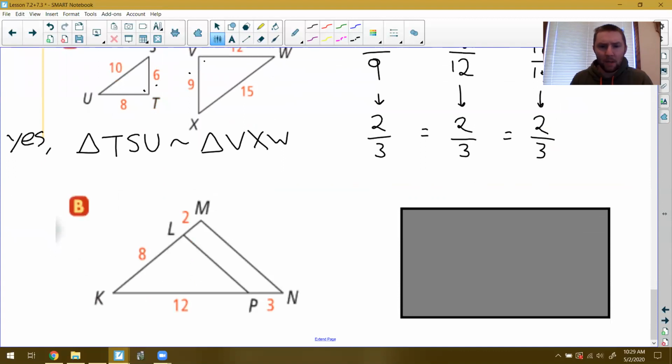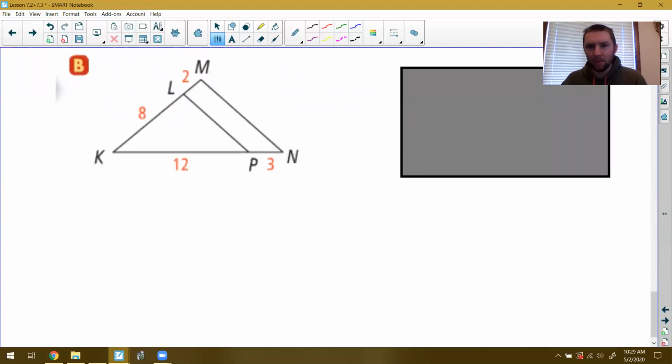This other example here has some overlapping triangles, okay? So we have a small triangle here, KLP, and then we have a bigger one, KMN. So when we have overlapping triangles, what we used to do when we were proving they were congruent is we would sort of write them separately, okay? So that's what we're gonna do here as well. We're gonna draw these two triangles separately. This is going to be KPL, so that's 8, 12, and I don't know that one.